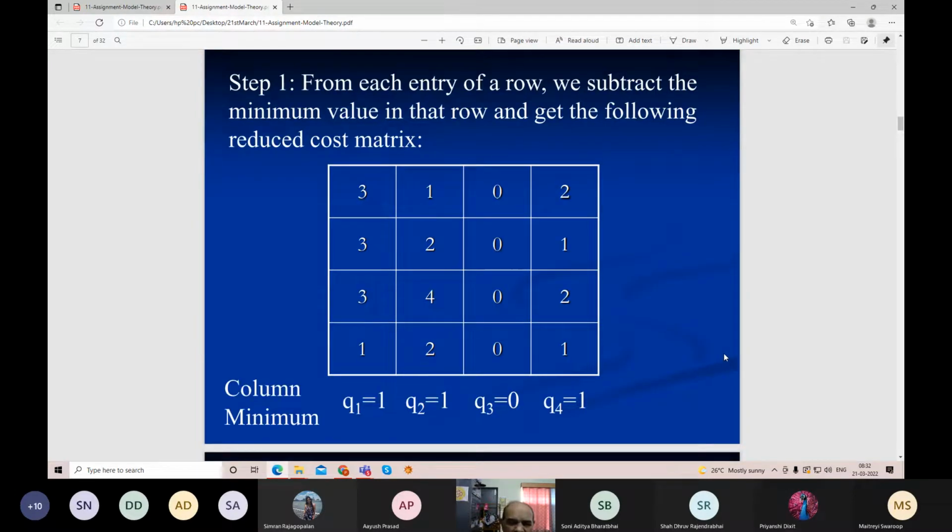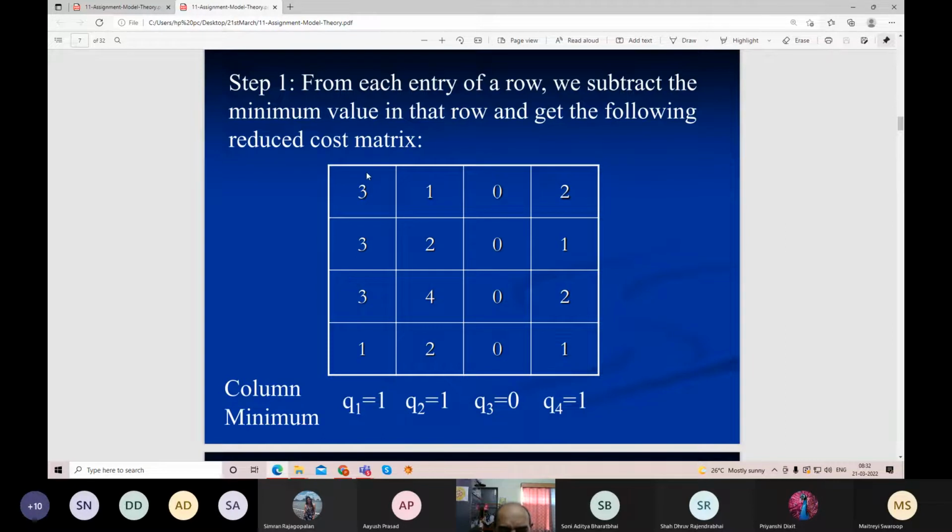So this is the outcome. First row there is a 0, second row there is another 0, third row there is 0, and fourth row there is 0. What will happen further? Now we'll see.